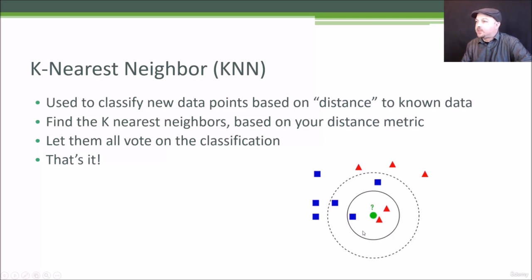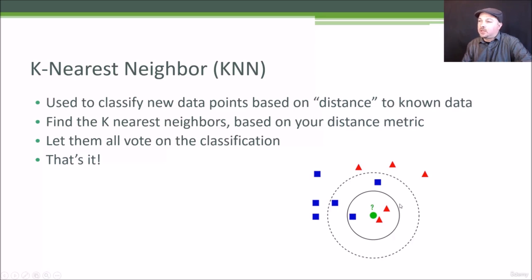Now if I were to expand this circle to include 5 nearest neighbors, k of 5, I get a different answer. So in that case, I'd pick up 3 science fiction and 2 drama movies. If I let them all vote, I would just end up with a classification of science fiction instead. So you can see the choice of k can be very important.